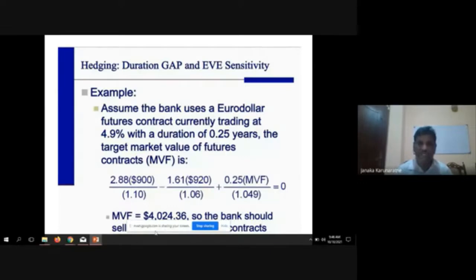Okay. Then, based on the contract size, you can determine how many contracts you need to buy or sell. Now here, of course, how many contracts you need to sell to mitigate against interest rate risk.